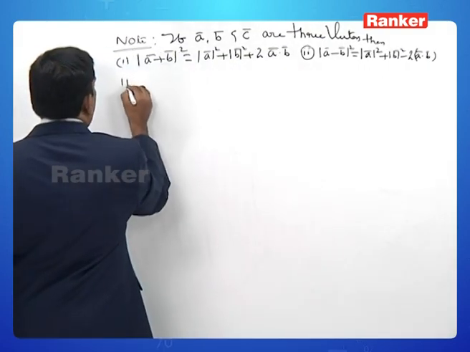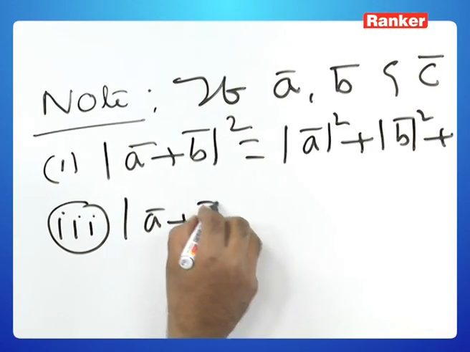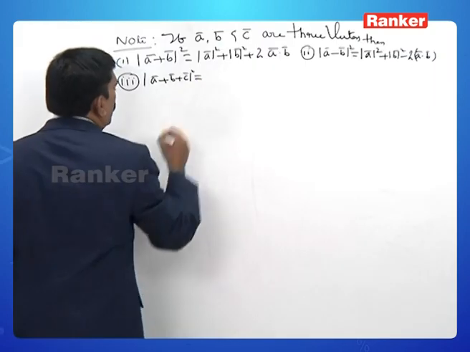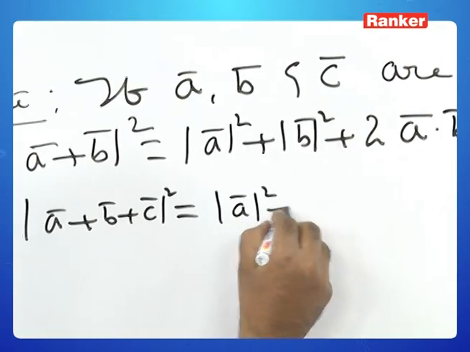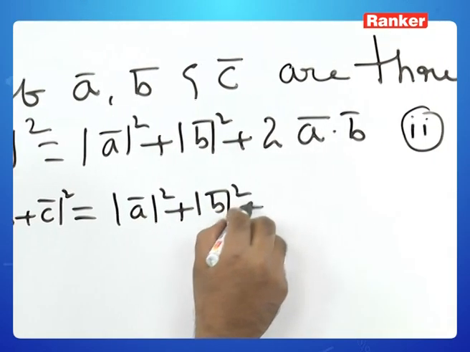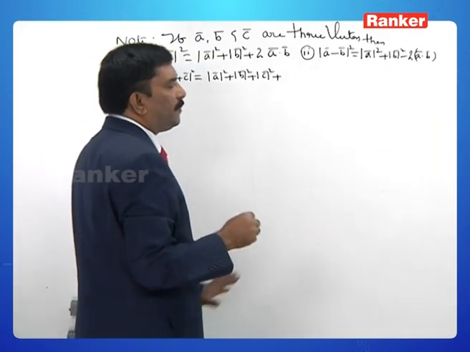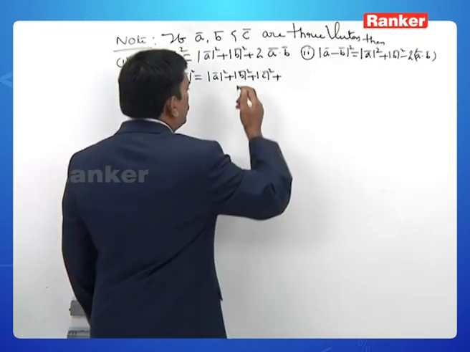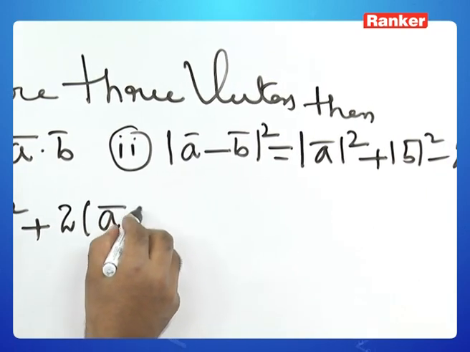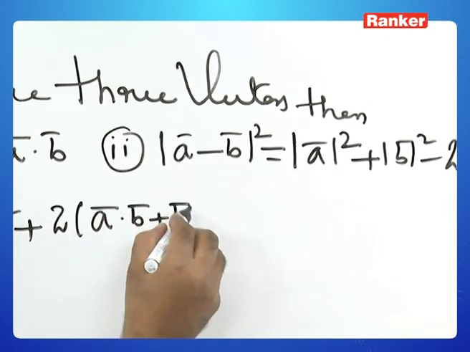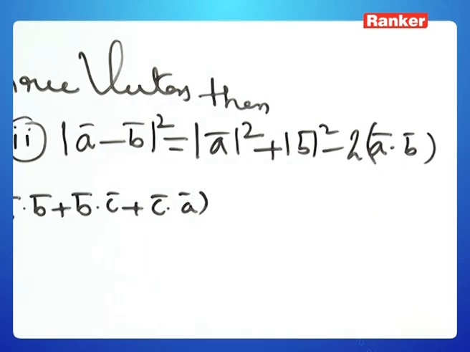The third one is: modulus of A bar plus B bar plus C bar whole square is equal to modulus of A whole square plus modulus of B whole square plus modulus of C bar whole square plus 2 into A bar dot B bar, B bar dot C bar, C bar dot A bar.